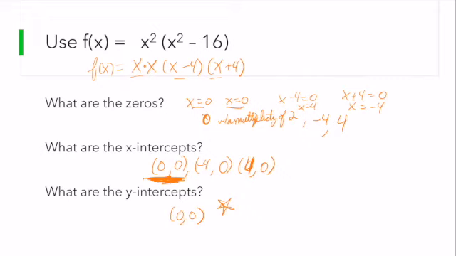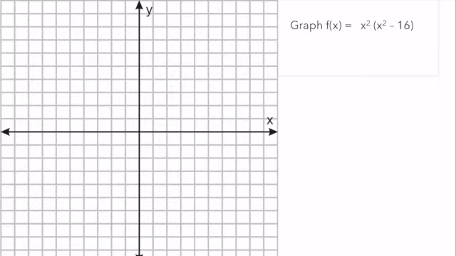And I just want you to make a rough sketch. Feel free to use your graphing calculator. Okay? But let's go ahead and plot our intercepts. So I have (0, 0), (-4, 0), and (4, 0). And I'm going to find a few points. I could check what happens when x is 1, and when x is -1, and when x is 5 and -5. These would be some good points to see what's going on with our graph.